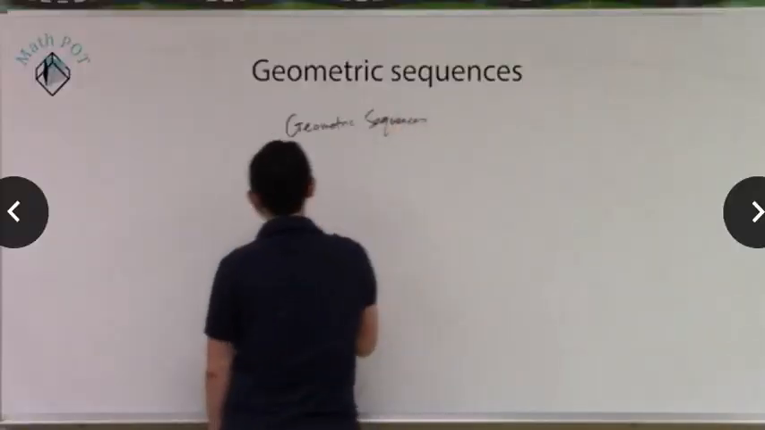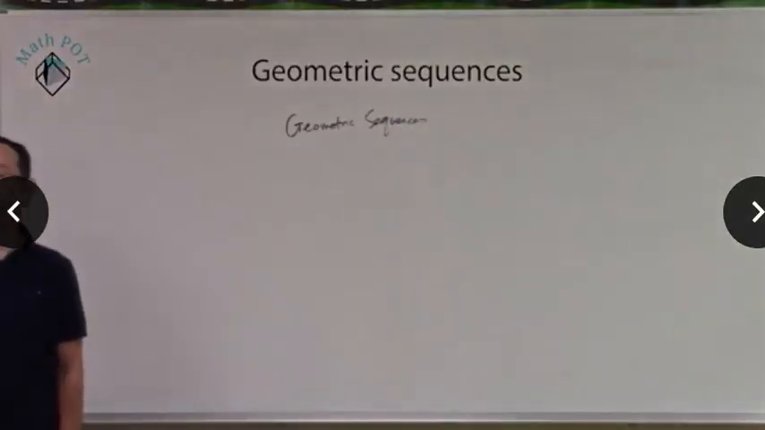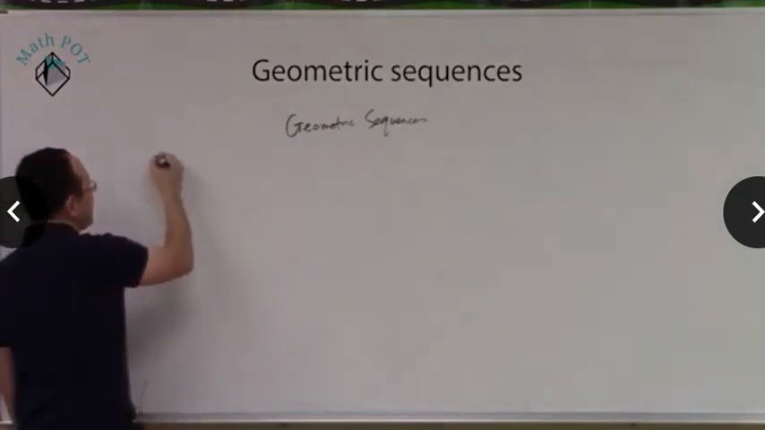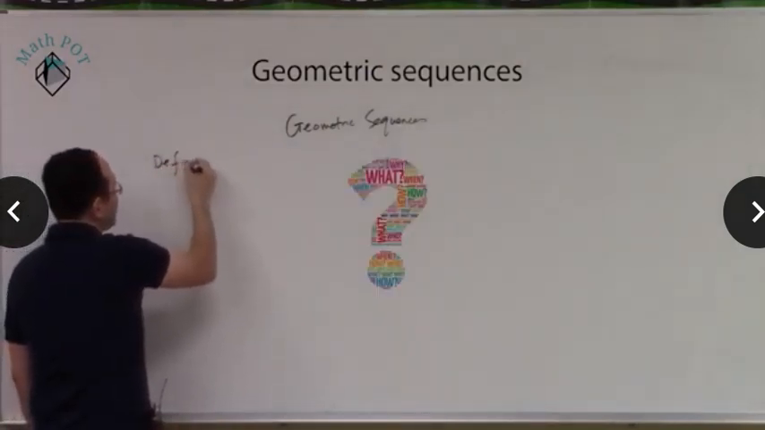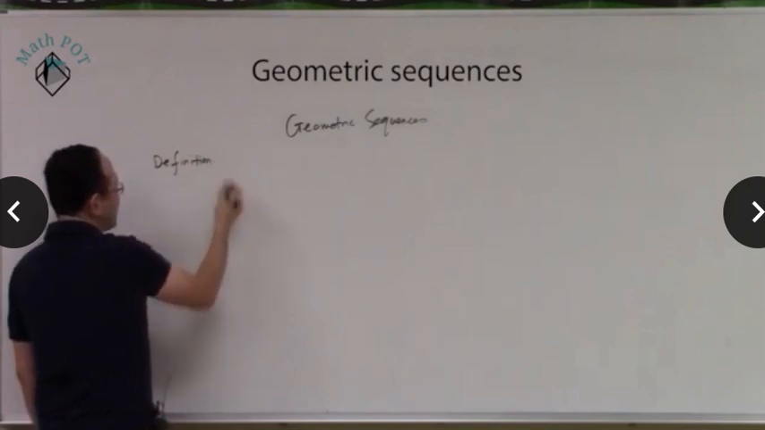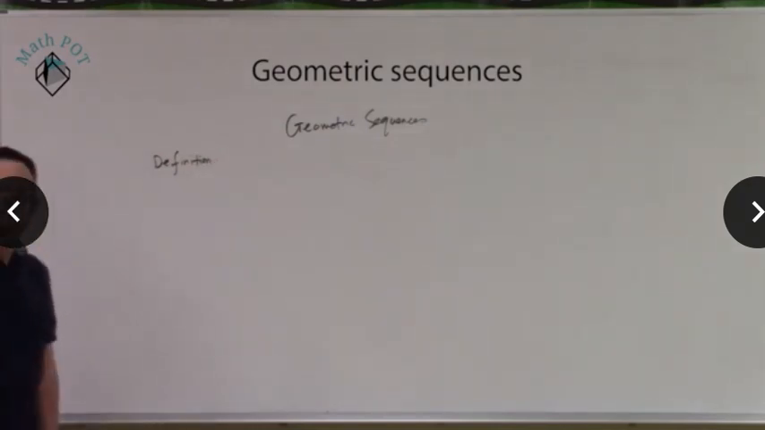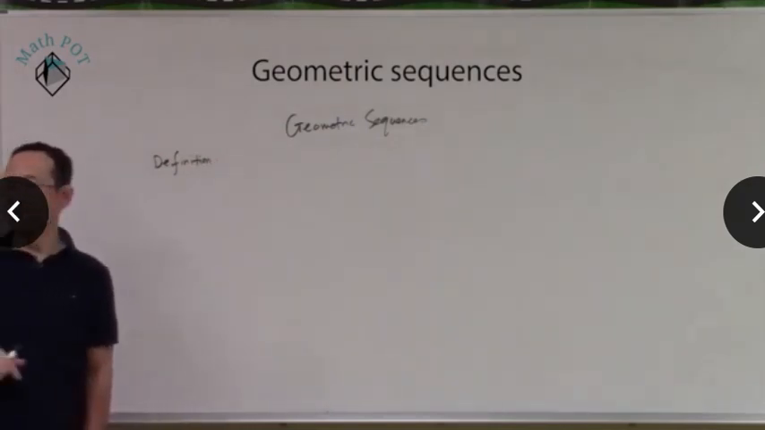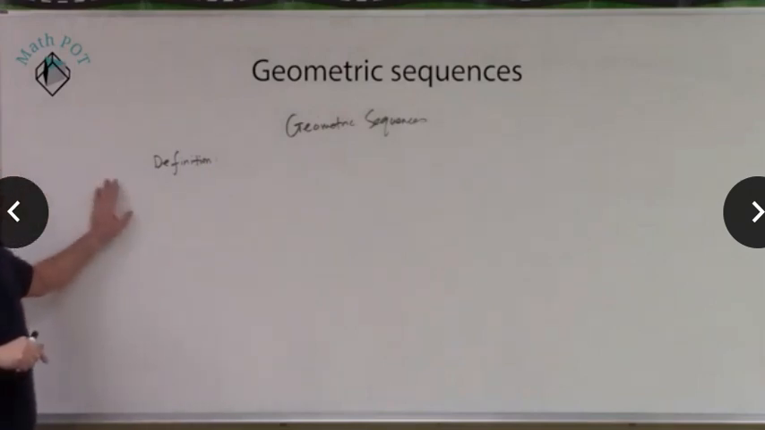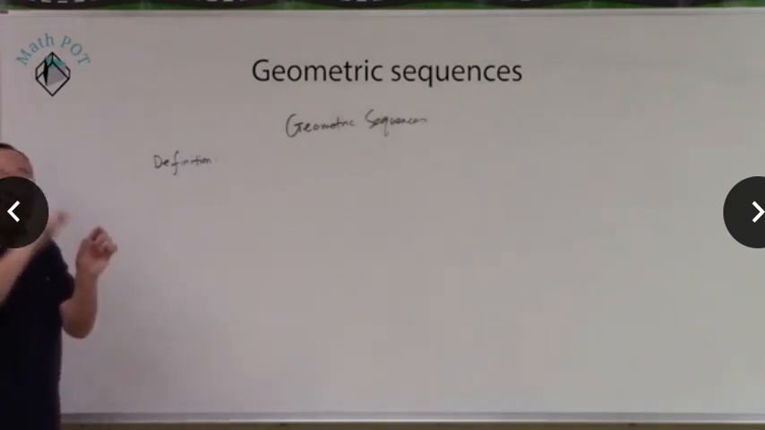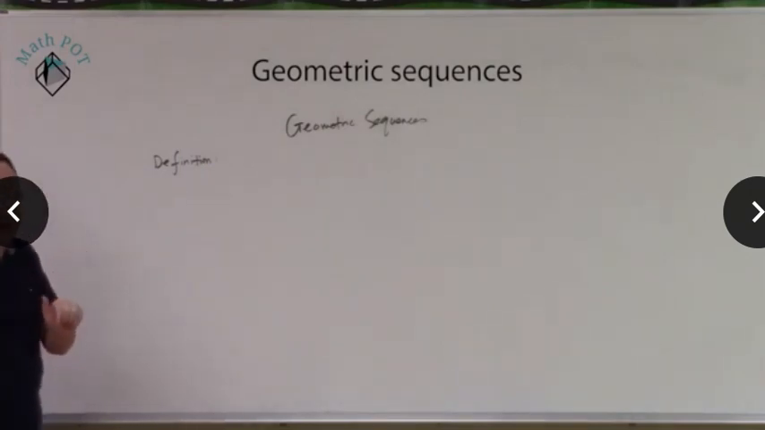Geometric sequence. This is another very, very important sequence. Let's try to understand, what is a geometric sequence? For the arithmetic sequence, each term plus a fixed number is the next one. For a geometric sequence, each term multiplied by the same number is the next one.